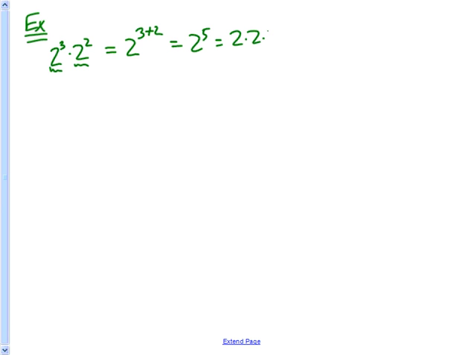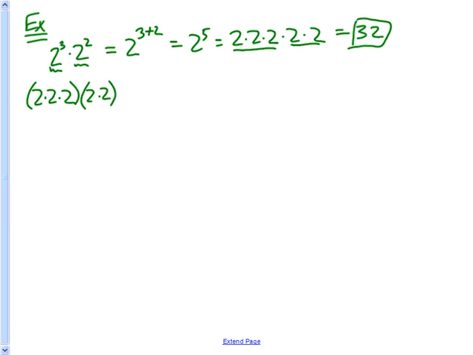If you want to write it out, you can. See how you have 8 there, 8 times 4, 32. But you can always go back to what this means by definition. 2 to the third is 2 times 2 times 2, and 2 squared is just 2 times 2. How many of those do you have? You have 5 of them, which we already said was 32.